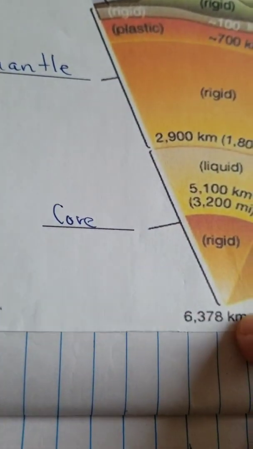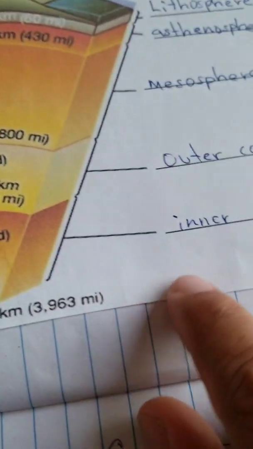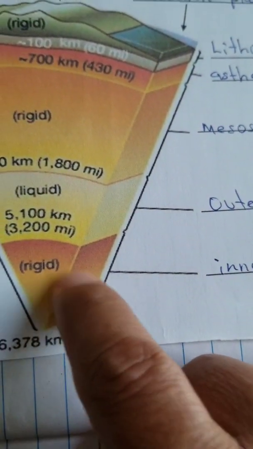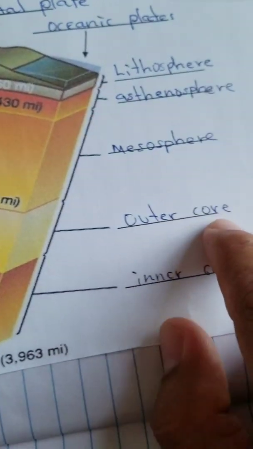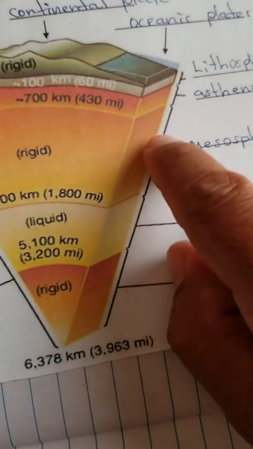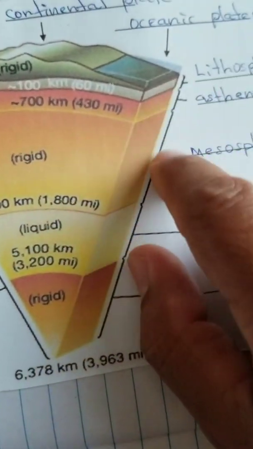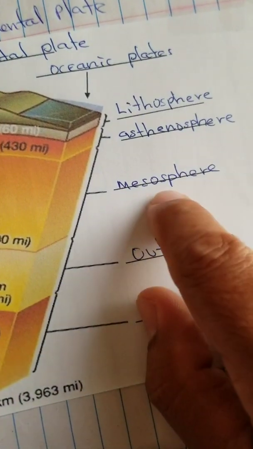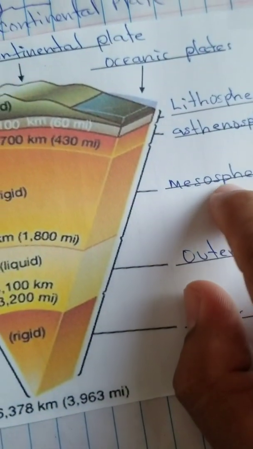Then we have the core. This core is everything included in here. But on this side, we're going to break it down into the inner core, which is the inner area, the middle of the inside of the planet, and the outer core, right? This little section right here that contains the mantle and the lithosphere is called the mesosphere.